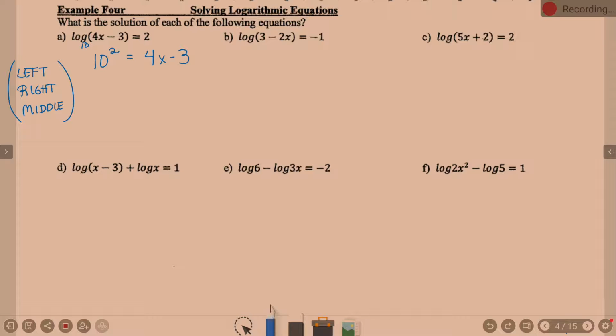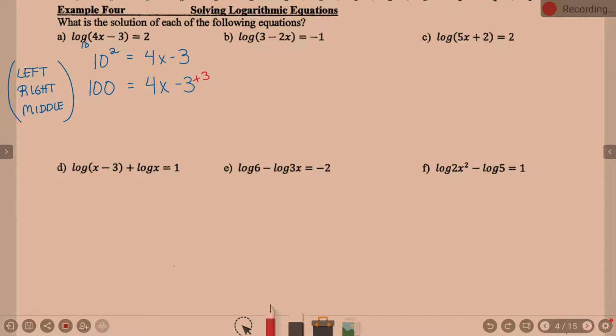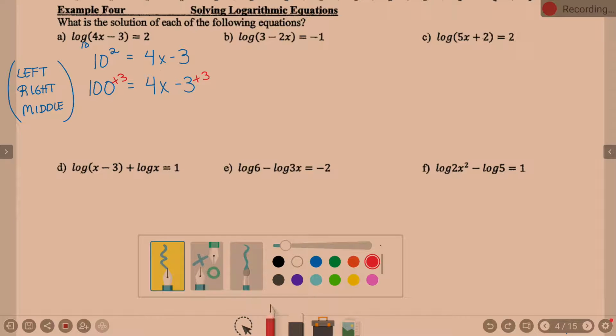Now, the good news at this point, we have an equation that I think all of you can solve if you put your mind to it. If you want to argue you can't solve it, then you're just not putting your mind to it. What do we know about 10 squared, first of all? It's 100. 100 equals 4x minus 3. How do I solve for x? Get it by itself. If it's 4x minus 3, the first thing I want to do is add 3. If I add 3 on the right, add 3 on the left.